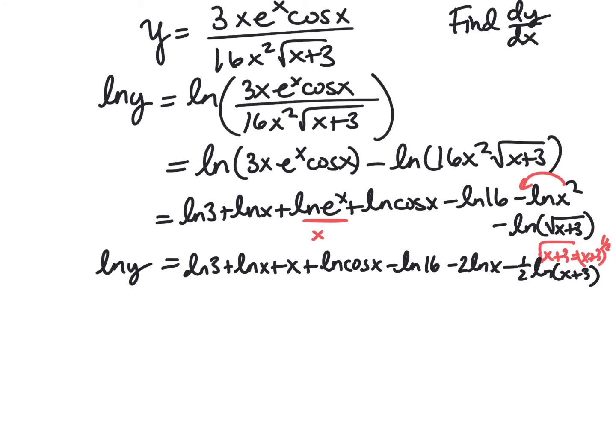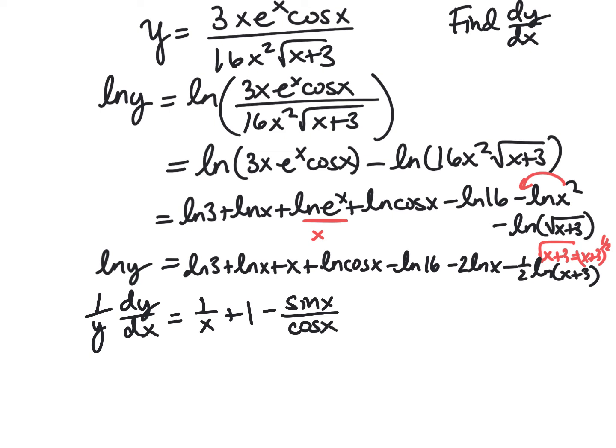Now I can take a derivative. My goal is to find dy dx, so I'm going to go ahead and try to do that. If I take the derivative on the left, we talked about before, this is implicit because we've got our y here. So we get 1 over y dy dx. Derivative of a constant is 0. Derivative of the natural log is 1 over x plus 1. We said the natural log of this inside function, we should get the derivative of the inside function, negative sine x, over our original cosine x, because it's like 1 over cosine times the derivative of cosine.